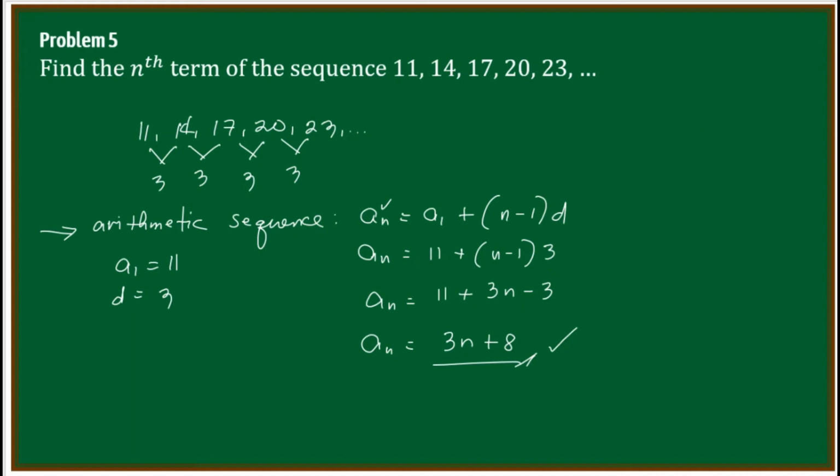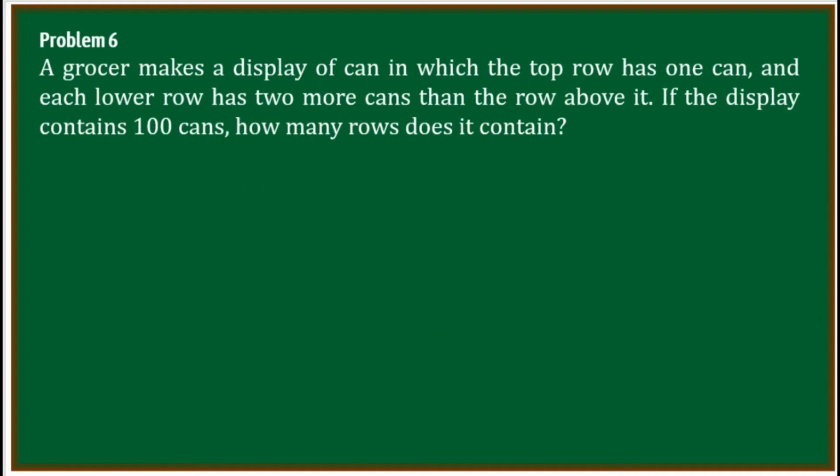Okay. Next. Paano naman kapag ganito yung problem? So, word problem siya. A grocer makes a display of cans in which the top row has 1 can and each lower row has 2 more cans than the row above it. If the display contains 100 cans, how many rows does it contain? So, simple lang, di ba? Ang sabi doon, yung first row may 1. Then, second row ay 2 more cans than the row above it. So, 1 plus 2, 3. Yung susunod, 3 plus 2, 5, and so on. Ang tinatanong, ilang row? Kung merong 100 cans na total.